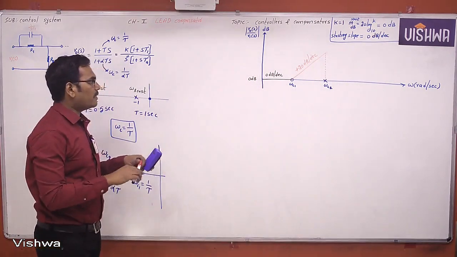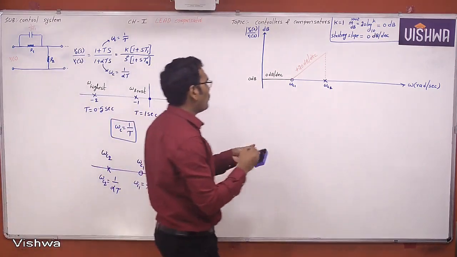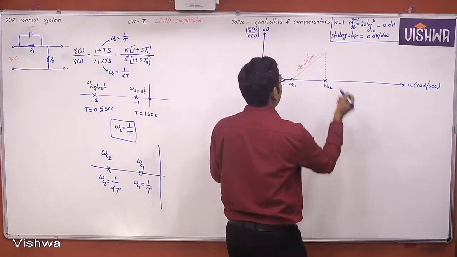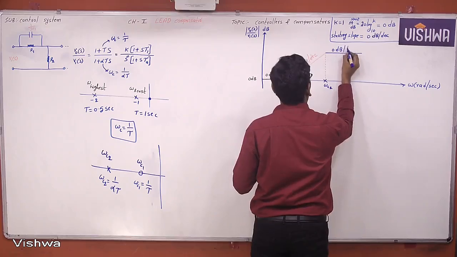Now what is the second corner frequency? The second corner frequency belongs to one finite pole. One finite pole produces a slope of minus 20 plus 20, which is 0 dB per decade. Note down this.